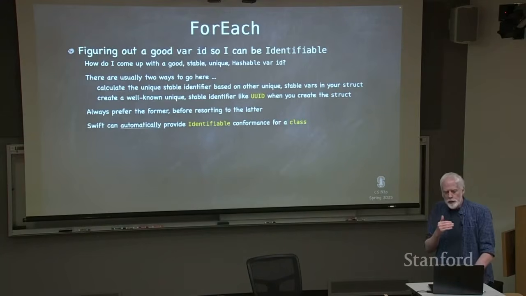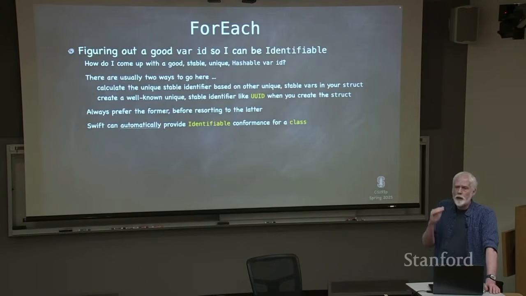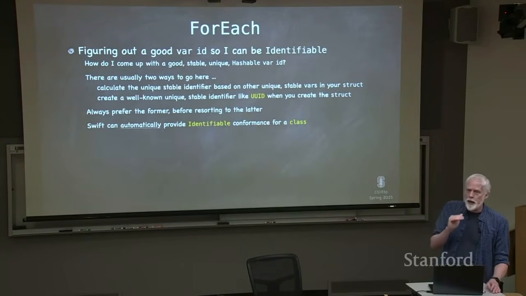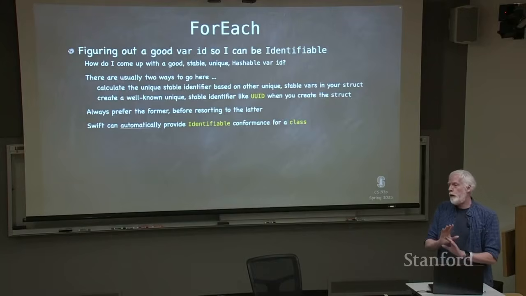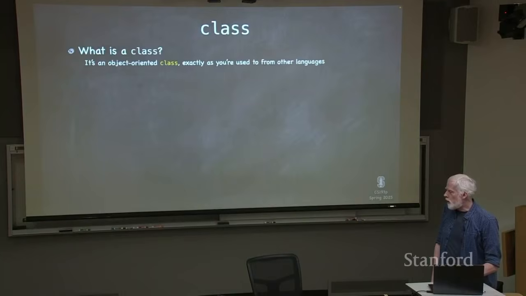Now, interestingly, Swift can automatically synthesize the Identifiable protocol for classes, not structs, for classes. And you can understand why this is. I mentioned earlier in the quarter that classes have a real good sense of their identity. It's the pointer to them. Okay, that is extremely unique, also hashable, right? And also stable. So that's great. So if you tell a class to be Identifiable, it's just going to easily be able to synthesize an id that does that, right?